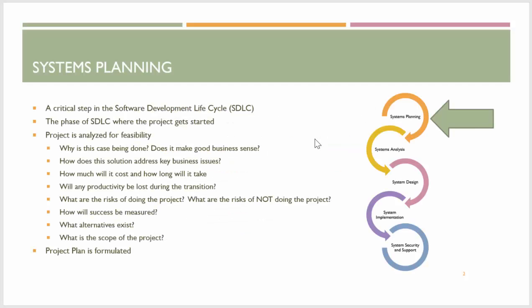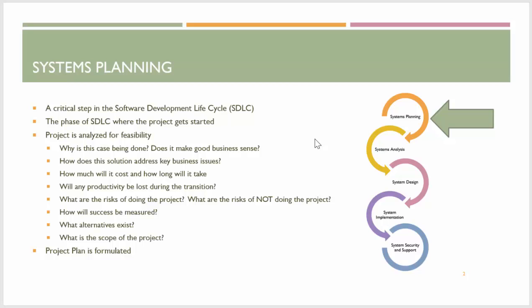For Project Interval 2, you will be addressing systems planning. Systems planning is essentially the first step in the software development lifecycle, and it's a very critical step. It's really the phase of the SDLC where the project gets started. Things that happen in the systems planning phase is really that the project is analyzed for feasibility.